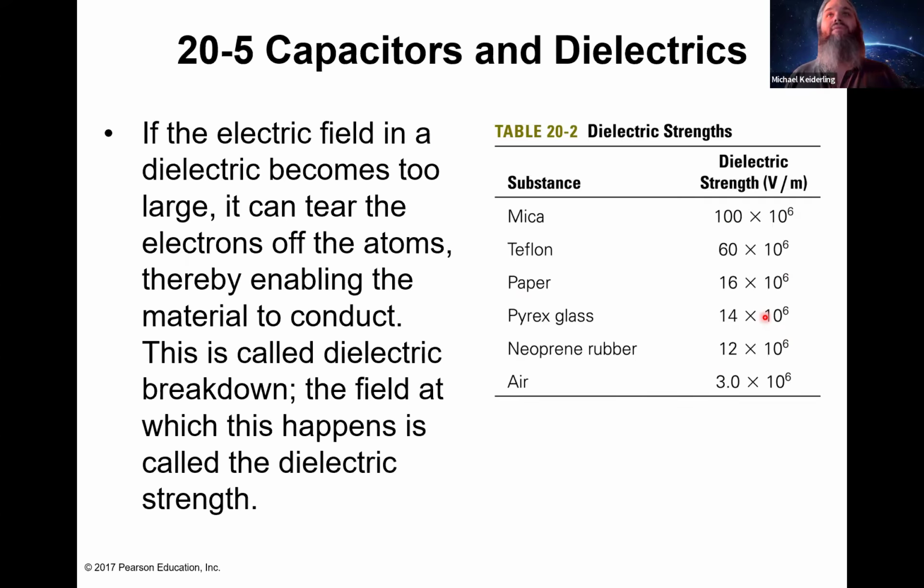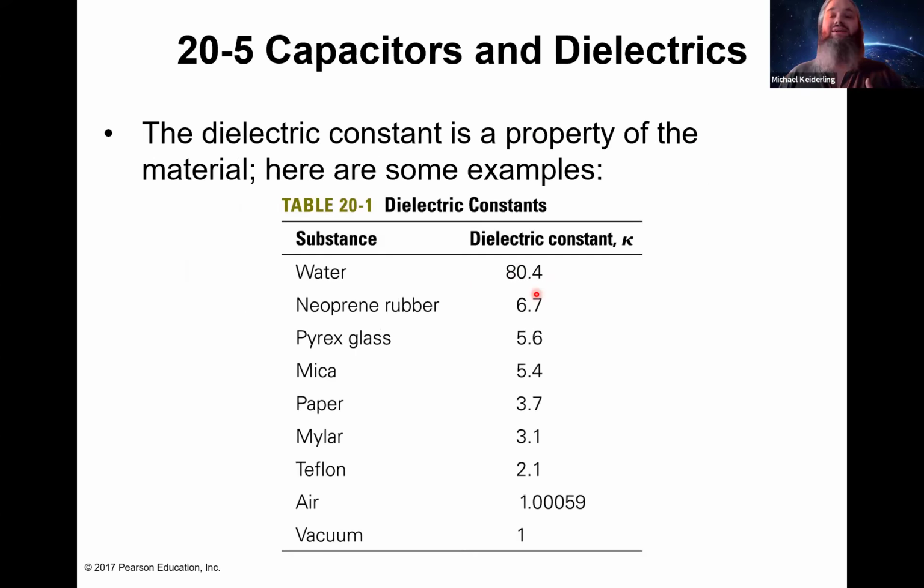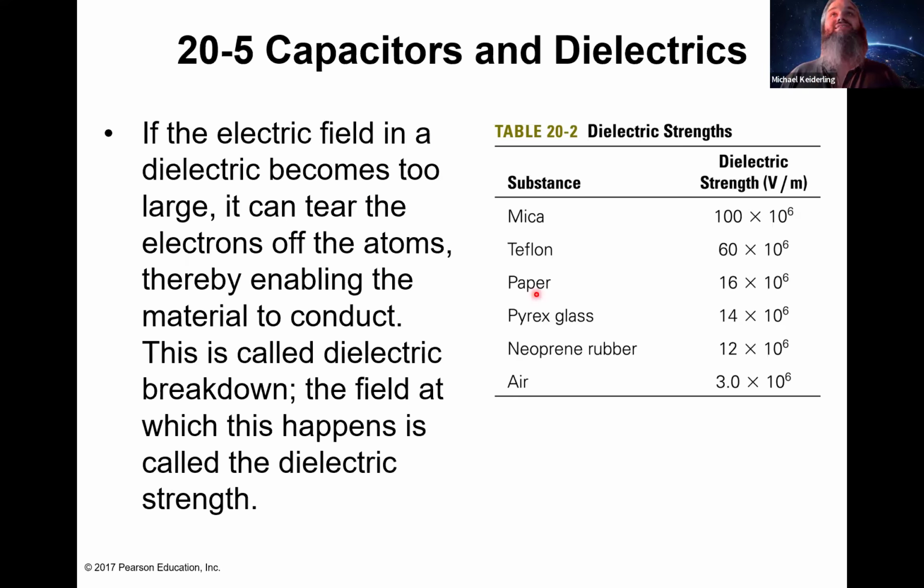which is why, though water has a very high dielectric constant, seems like it would be great in your capacitor, its dielectric strength is very low. It's very easy to make water conduct. So it's a bad choice, actually. Mica is actually pretty commonly used in capacitors for a variety of reasons. It has a very high dielectric strength.